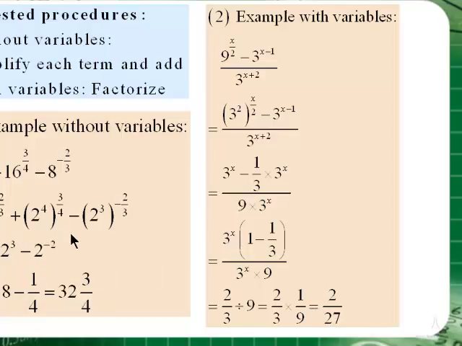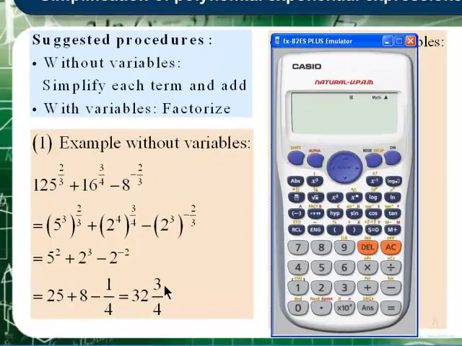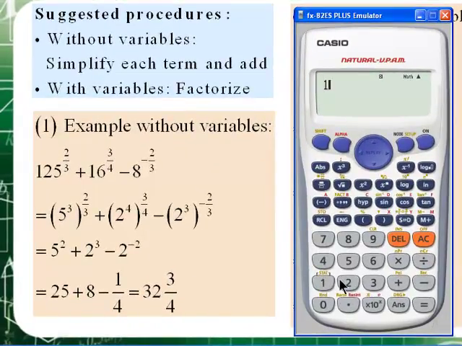Just one thing. In the case where there are no variables, I could use my calculator to check or predict the final answer. Let us just consider this once. Okay, let's use the calculator to check the correctness of this particular result. So I have 125 to the power, and the power is a fraction, in this case 2/3.